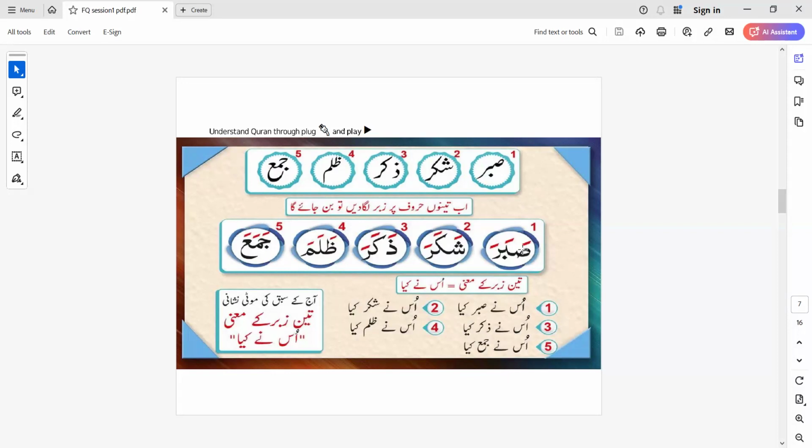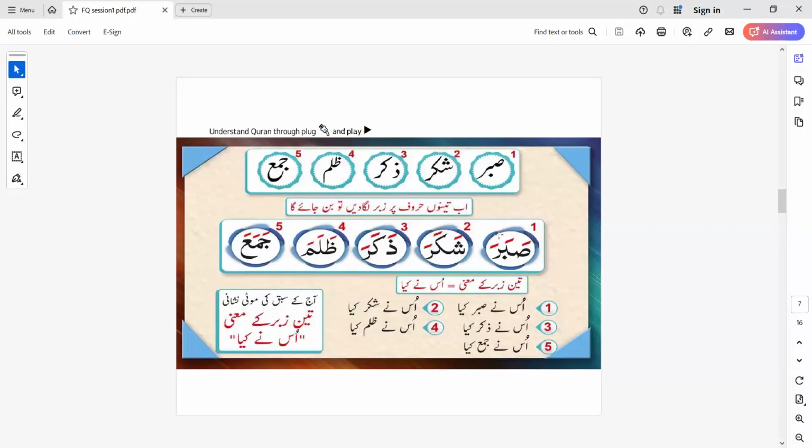Dakara, he did dhikr. You know what remembering Allah is, yeah? He says Subhanallah, Alhamdulillah, Allahu Akbar, anything we do as dhikr. Zalama, he did zulm. What do you understand from zulm? Zulm is when you oppress someone, yeah? Jama'a, he gathered. So every word has the meaning of "he".